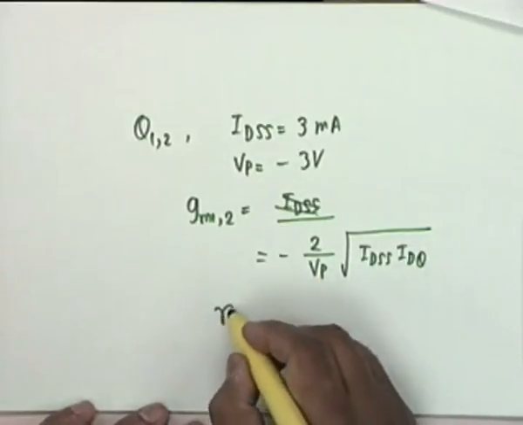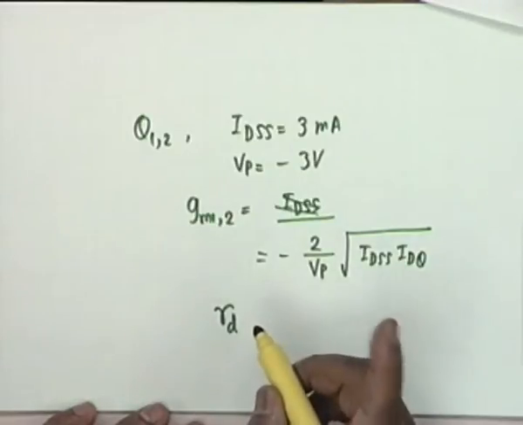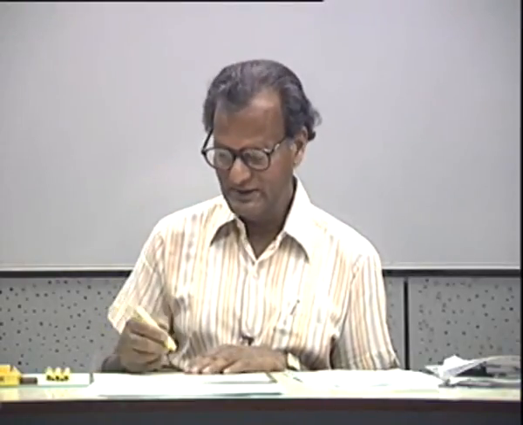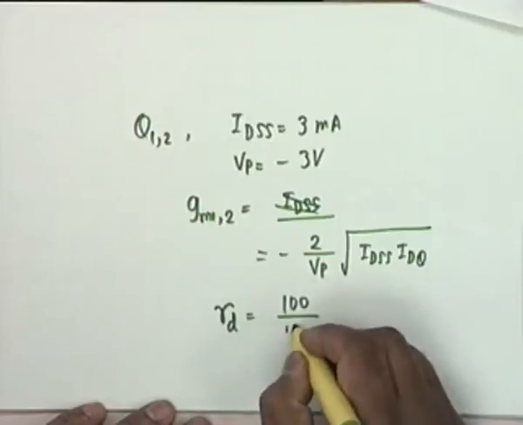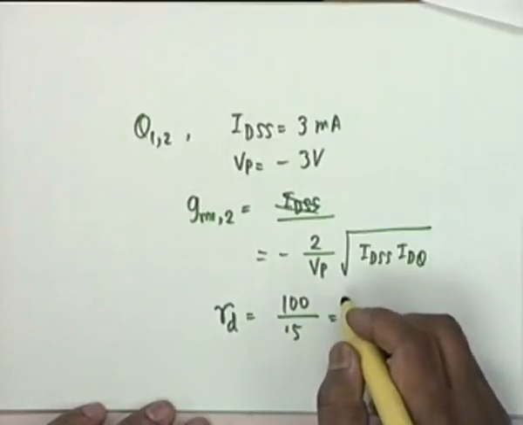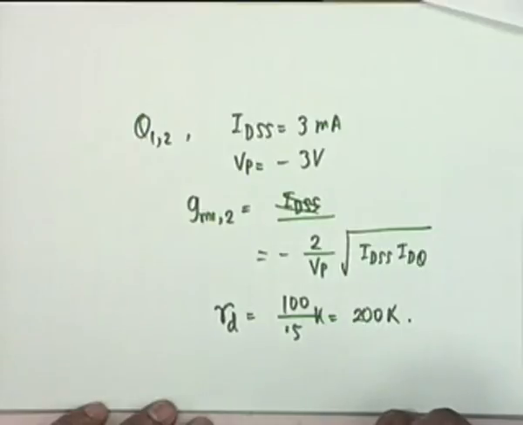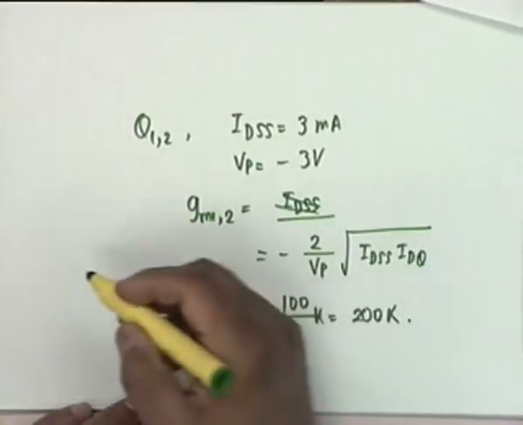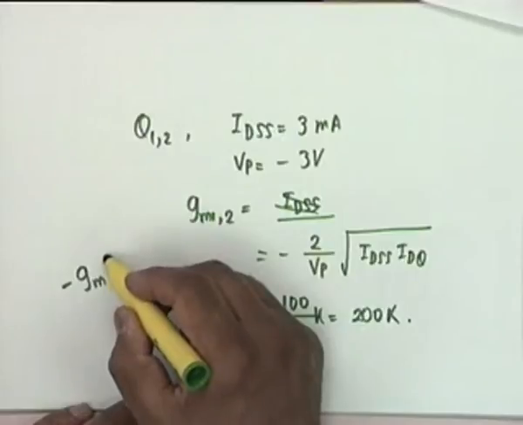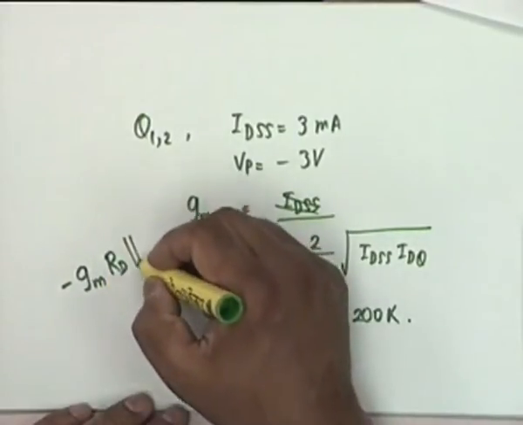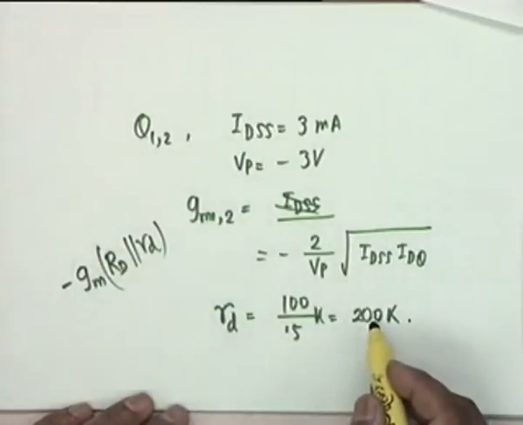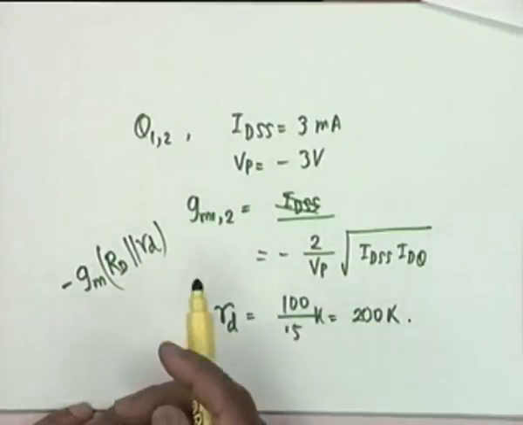What else is required to be found out? RD, and I have given you equivalent VA. Equivalent VA. I didn't want to use the symbol lambda inverse because you may not remember. I mentioned it only once in a class. So equivalent VA is given, therefore it should be 100 divided by 0.5, which is equal to 200K. That's right. So you know GM and RD, and if you know GM and RD, then the differential gain is immediately found out, minus GM times RD parallel small RD, and this is 20K and this is 200K. GM is known, and therefore you can find out the gain.